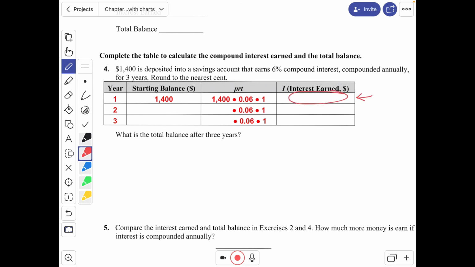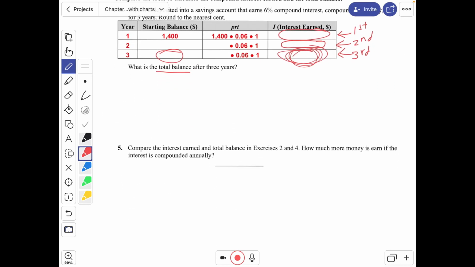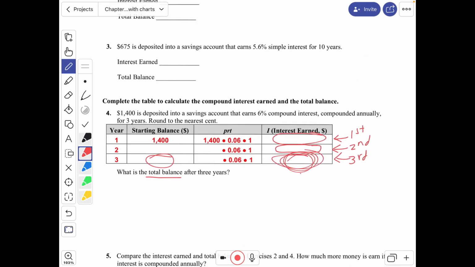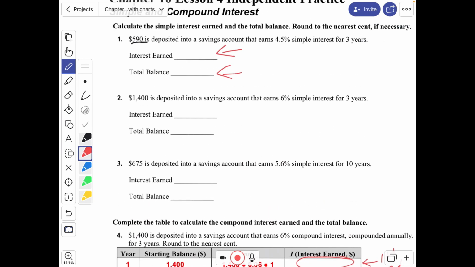And so you're going to tell me the interest amount after the first year. That's one question. The interest amount after the second year. And the interest amount after the third year. And then you're going to tell me the total balance, which will be whatever was here plus that. And then you're to compare the interest earned from the chart with what was on number 2.